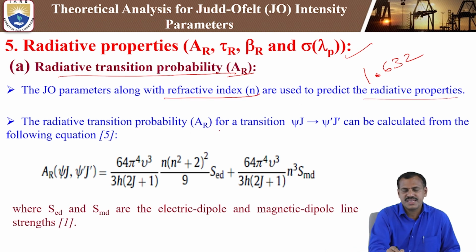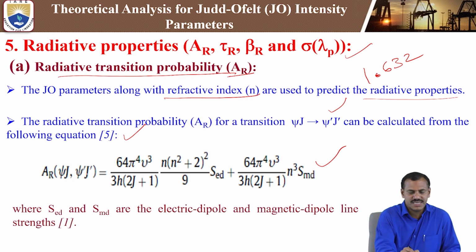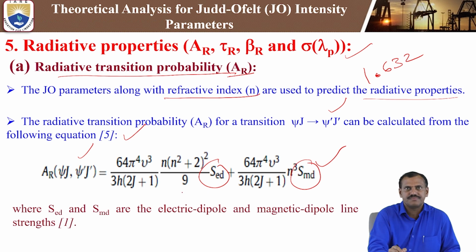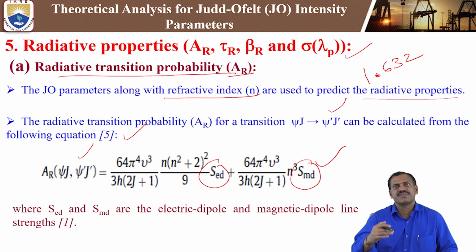The radiative transition probability AR for the transition from ground state psi J to excited state psi dash J dash can be calculated from the following equation: AR equals 64 pi 4 nu cubed by 3h into 2J plus 1, into N times N squared plus 2 whole squared by 9, times the SED and SMD terms, the electric dipole and magnetic dipole line strengths. These correspond to the well resolved absorption peaks.